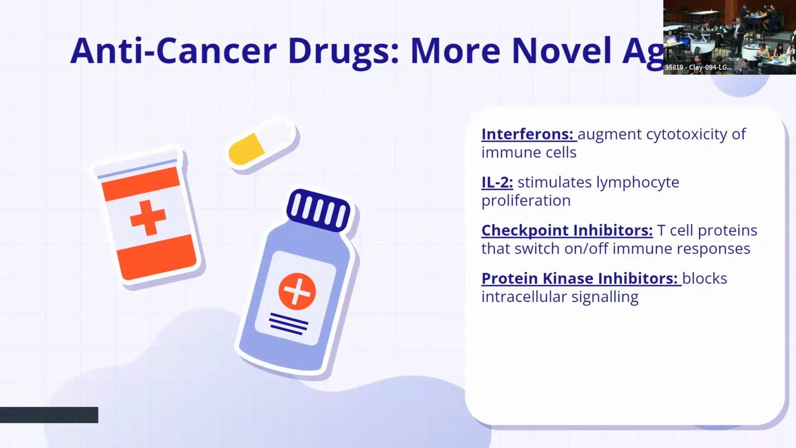And here's some more ones for you to learn. These ones aren't too high yield though, so I'll put them on a separate screen. But you've got interferons, IL-2, checkpoint inhibitors, protein kinase inhibitors. They all kind of make sense. They're all a part of the immune system. If you stimulate the immune system, you're going to have a higher chance of inhibiting the cancer. The protein kinase inhibitors will work in the cell and they will stop ATP synthesis.